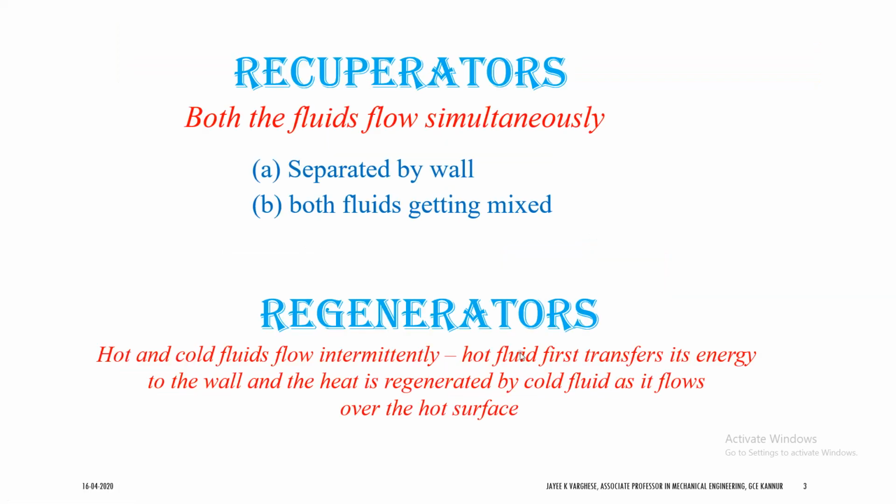In the heat exchangers called recuperators, both the fluids flow simultaneously. What are both the fluids? There are two fluids. One will be a hot fluid and another will be a cold fluid. Basically, a heat exchanger will be transferring heat from a hot fluid to a cold fluid. And recuperators can further be divided into wall separated type, that is, both the streams are separated by a wall, and another type where both the fluids will be mixed together.